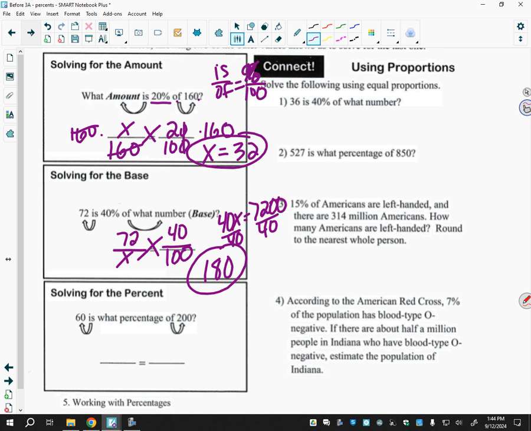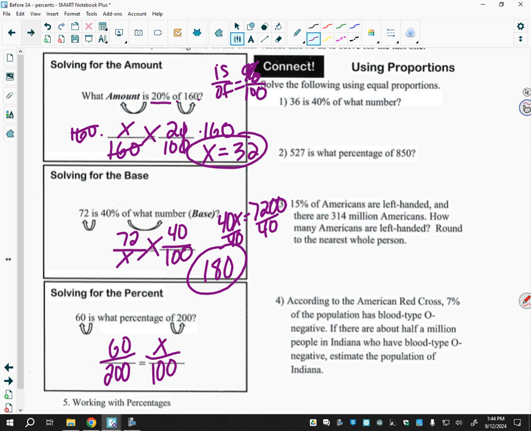So what I really like about this proportion is it works no matter which part you're solving for. Same thing on the last one. It says 60 is what percent of 200. So this time, I'm looking for the percent. 60 over 200 is what percent of, sorry, is over of equals percent over 100. Hey, I bet I know the answer.